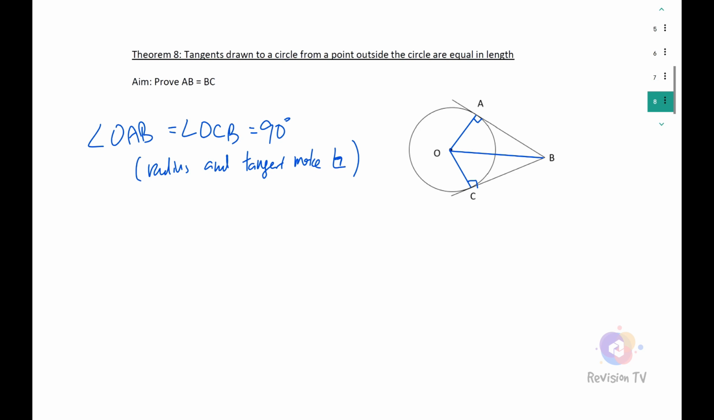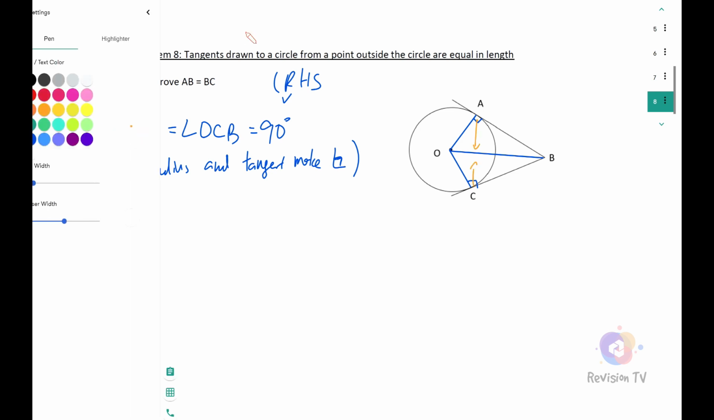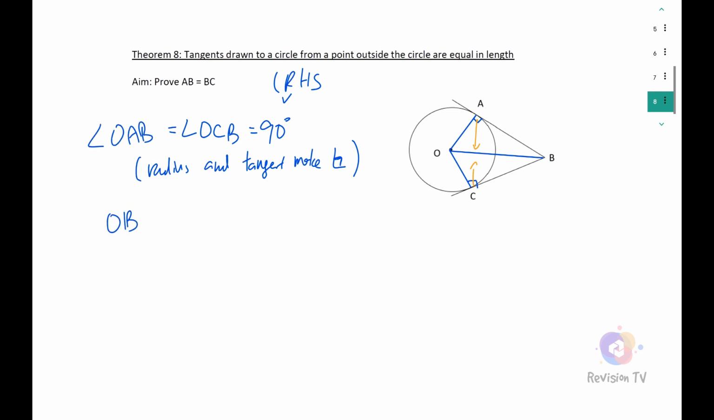So again we use RHS to prove congruency. We've proven the right angle. Next, hypotenuse. Where is the hypotenuse? Hypotenuse is the length opposite the right angle, which is this length. So same thing, we can say OB is shared. What else? We've done H. Next one, S, side. You can't use AB and BC, so all we can use is OA and OC. Well, clearly they're equal because of radius. So OA equals OC because they're both radii.